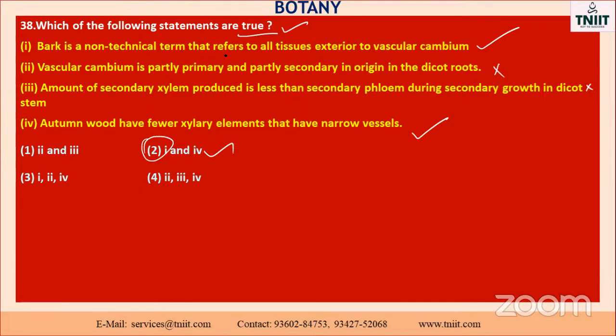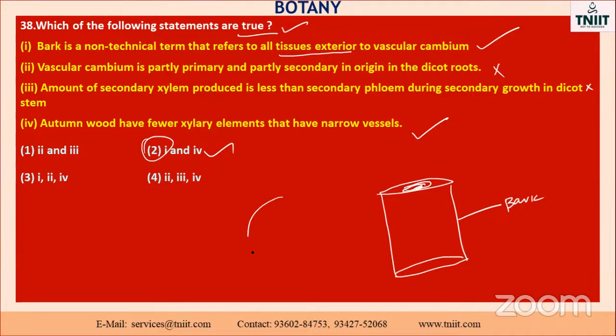Bark is a non-technical term that refers to the tissue exterior. Yes, exterior means, take an example. This is considered a tree, the outermost layer is called what? Bark. But exterior to vascular cambium. Exterior means outside. Vascular cambium means, just take an example, center. What happened, you know? Xylem or phloem is there. It's exterior, meaning outside. So that's why it is also called vascular cambium, right?